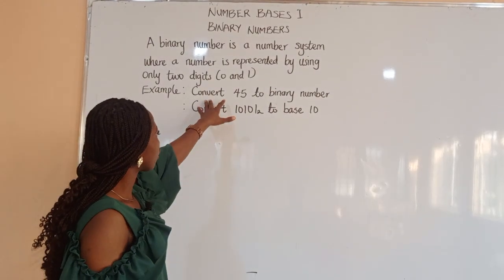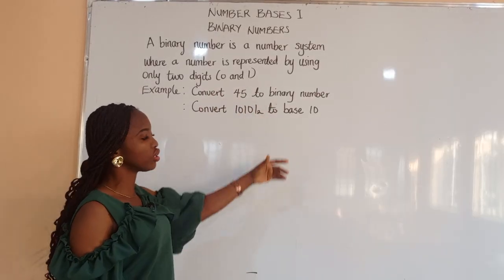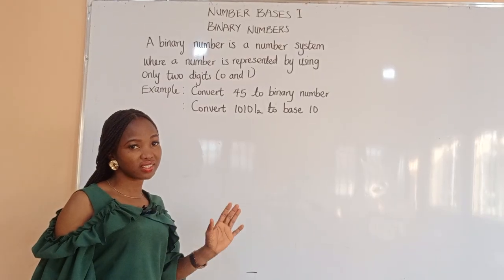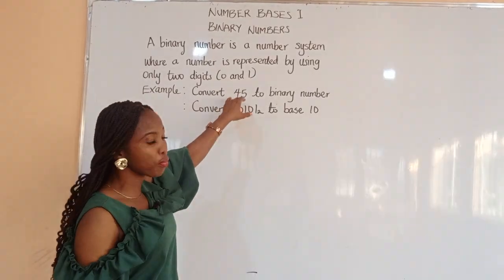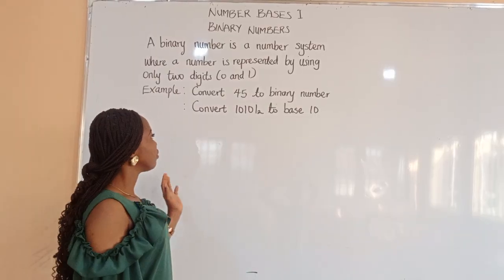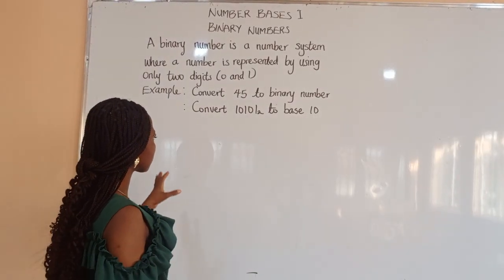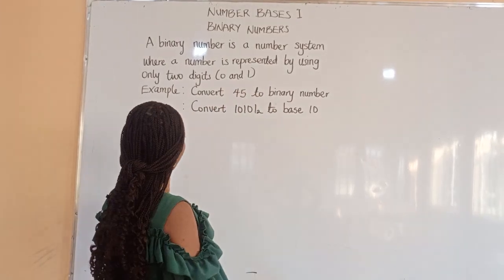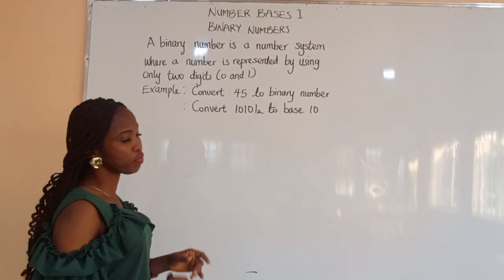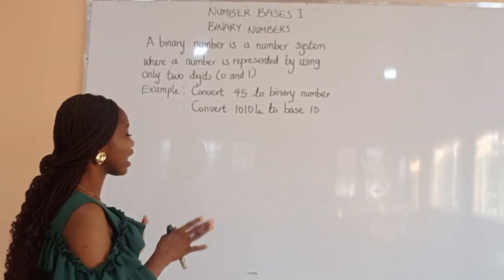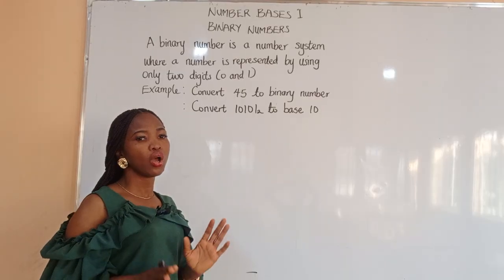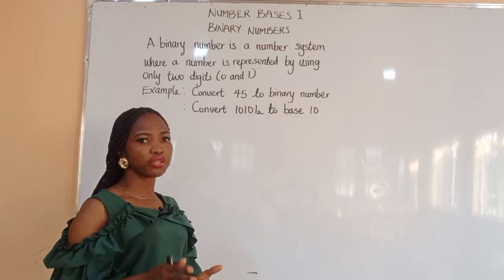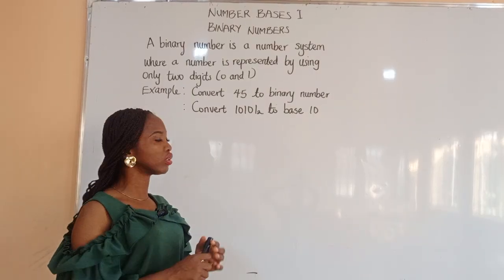Now let's see. Convert 45 to binary number. Whenever a base is not given, that base is base 10. So 45, there is no base on it, so it is base 10. Therefore, we are going to convert 45 base 10 to binary number. To convert from base 10 to binary number, or from base 10 to any base, we do the division, what I call the continuous division. You keep dividing till your last number is 1.